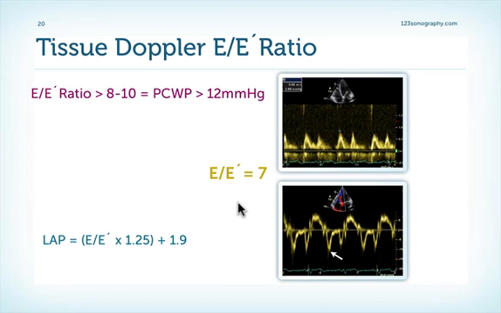One other thing you can do, if you really want to get a value for the filling pressure, is use this formula. You can also abbreviate this formula by calculating the E to E prime and then adding somewhere in the range of 4 to 5 to this value. Then you get the absolute filling pressure, an approximation at least of it. So in this case it would be somewhere between 11 and 12, which is still normal.